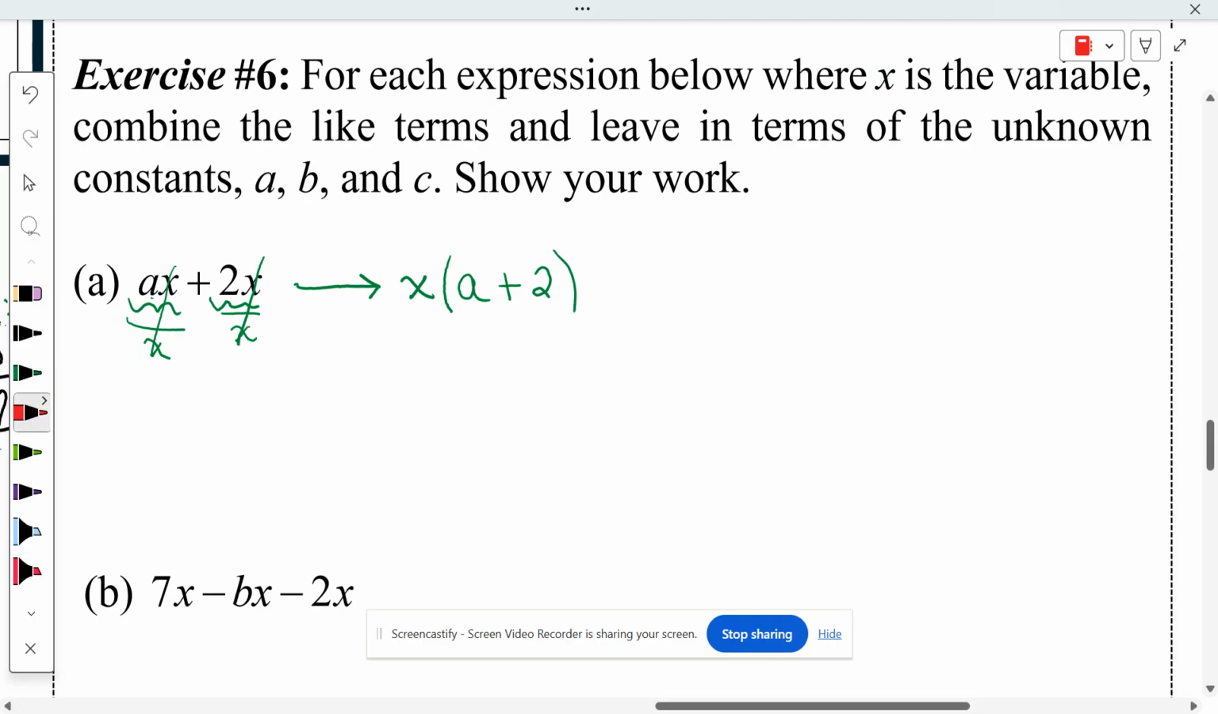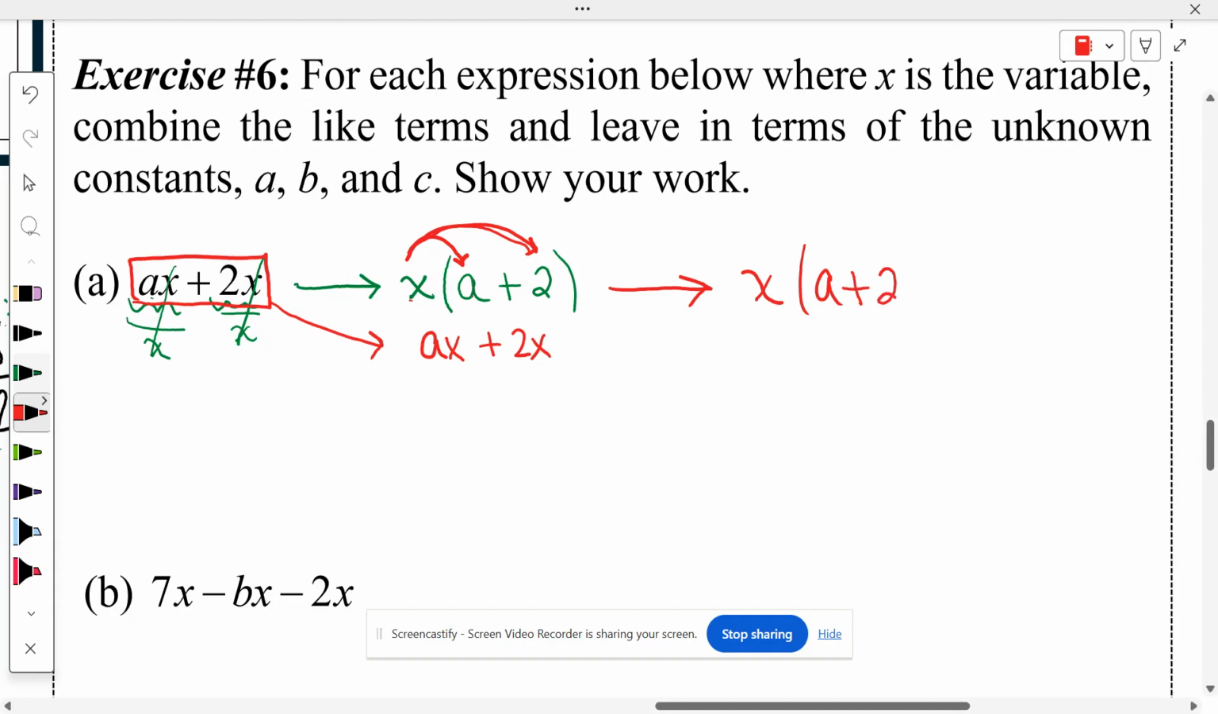Well, how do I know if I did that right? Well, you could always redistribute and see if you get the same thing you started with. X times a is ax. We always try to put our variables in ABC order. And 2 times x is a positive 2x. That is what I started with. They're exactly the same. So, again, the final answer of x times the quantity a plus 2 gives me what I'm looking for. I'm just trying to undistribute or factor. So you're looking for a factor, okay?